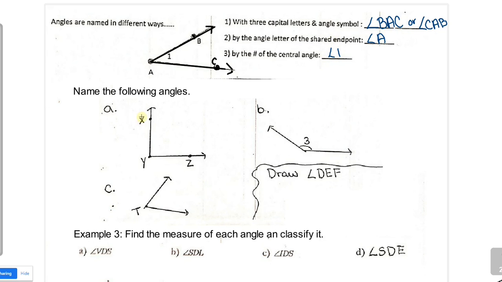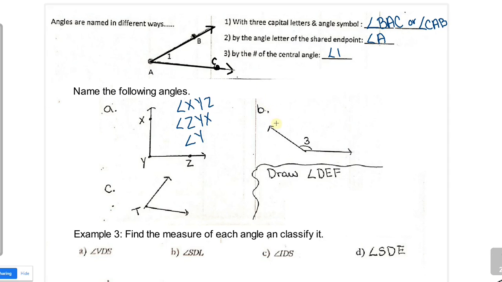So let's look at A here. We want to name this angle. There are 3 ways we can do it. One way is by the letters of the points on that angle. So we have X, Y, and Z. If we go in order, we can say it's angle XYZ. Or we can go in reverse order, angle ZYX. And the last way, we can say it by that center one, so angle Y.